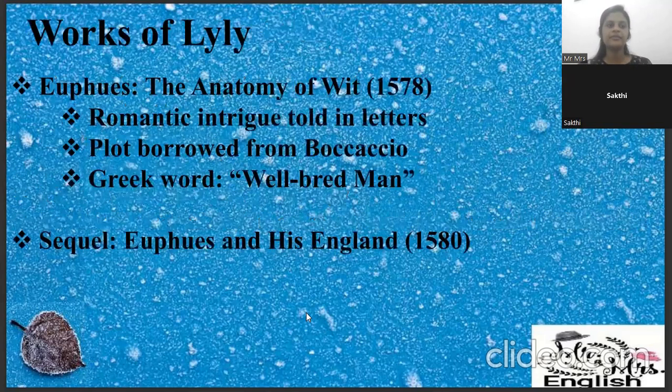And let's see the works of Lilly. The first work is Euphues, The Anatomy of Wit. The Anatomy of Melancholy is another work, by Robert Burton. There are similarities in the titles of many works, so don't get confused. Lilly's work is Euphues. The term Euphuism actually emerged from Lilly's Euphues, because this is a style.